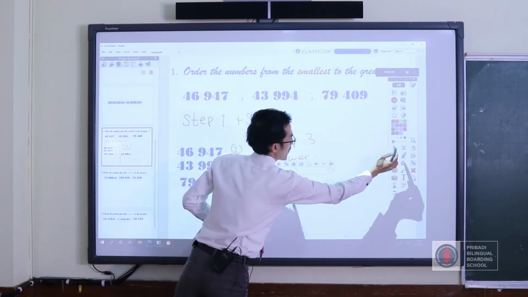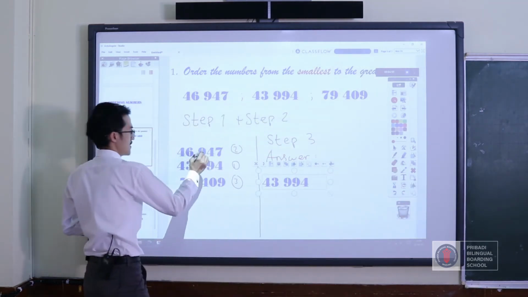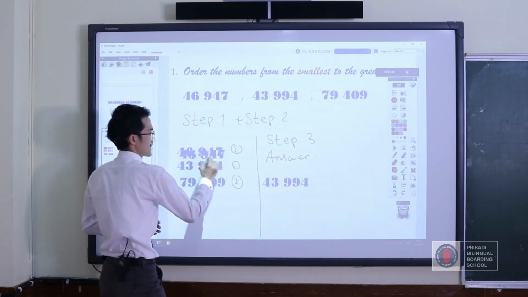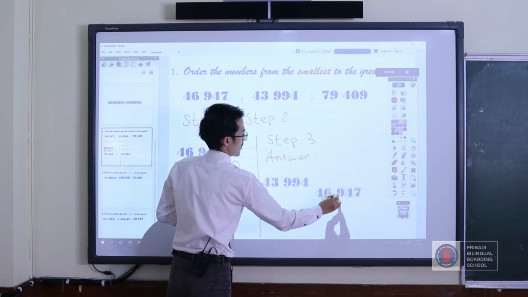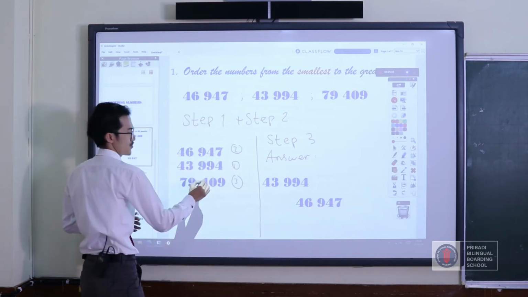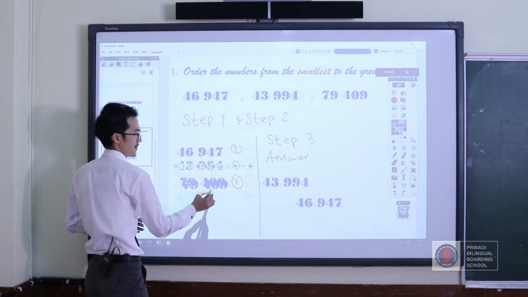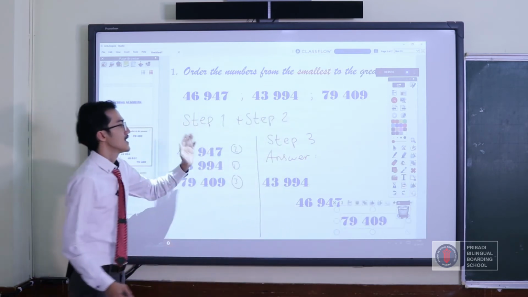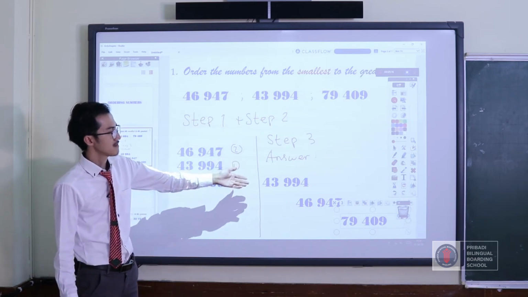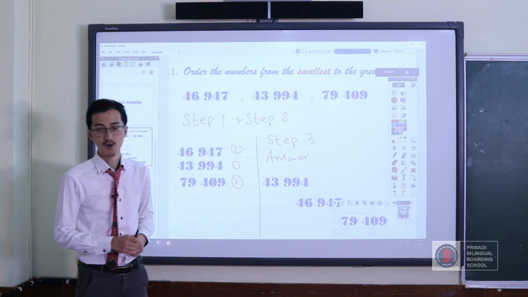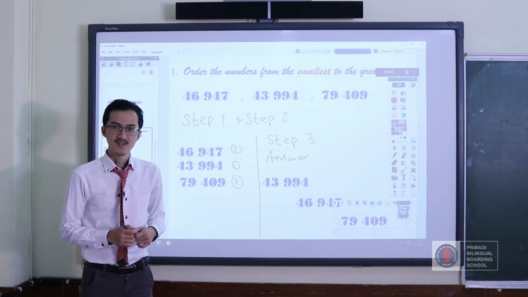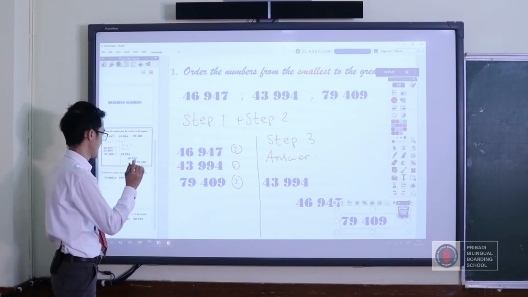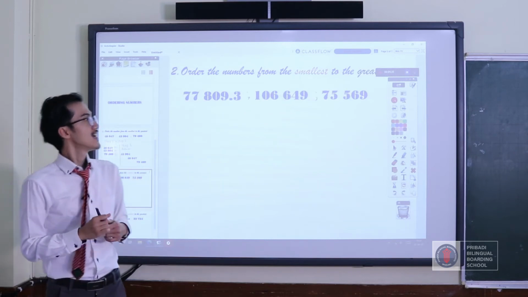And then the second one, this one. Okay, I think the third one is this one. Okay, so the answer is we have the numbers in order from the smallest to the greatest. It is very easy, isn't it? If you think so, we are going to continue with the second example.